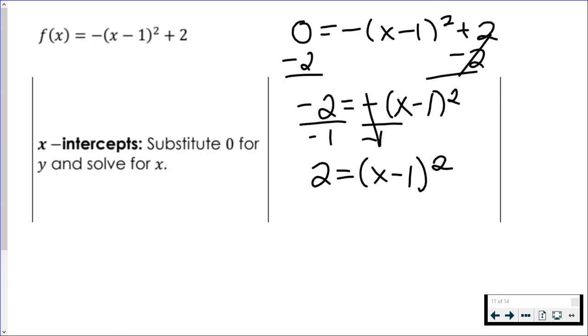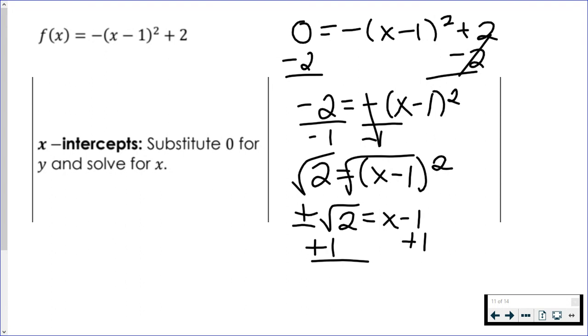In order to solve for x, I need to get rid of the exponent. So to do that, I'm going to take the square root of both sides. And when you take the square root of both sides, you must include plus or minus. Taking the square root of something with an exponent of 2 cancels out the exponent, so all we're left with is whatever was inside, which is x minus 1. The last step to get x by itself would be to add 1. So we have x equals 1 plus or minus the square root of 2.